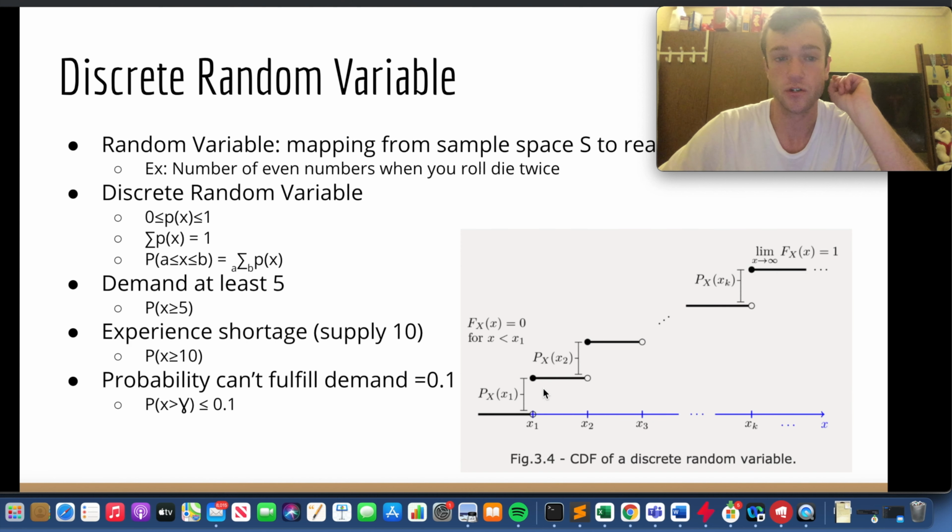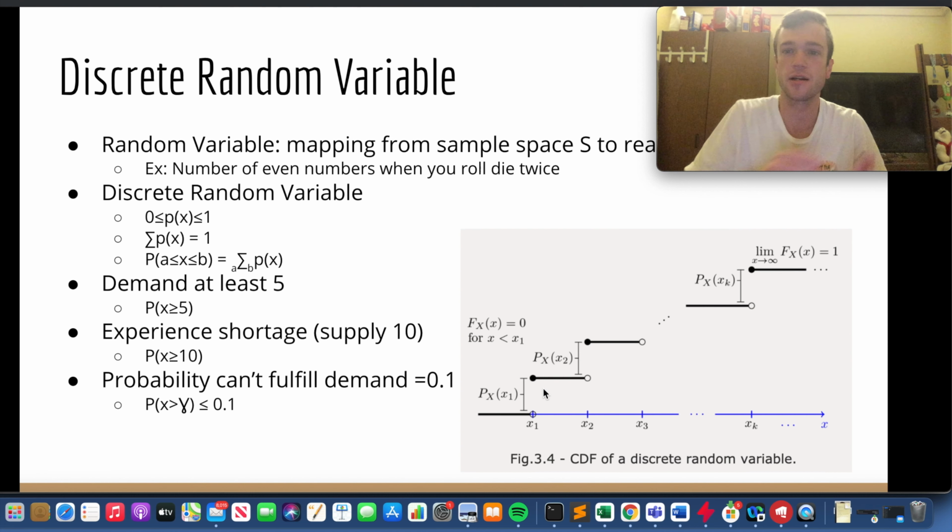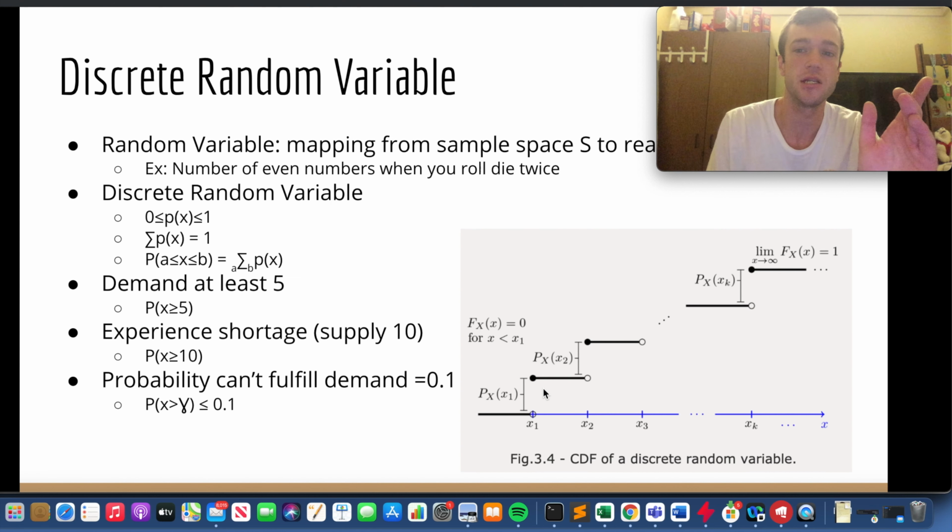So moving on to discrete random variables. A random variable is a mapping from a sample space. So in our example, the number of even numbers when you roll a die twice could be 0, 1, or 2. A discrete random variable has only instances like 0, 1, 2, or 3. There are no in-between numbers that can appear.